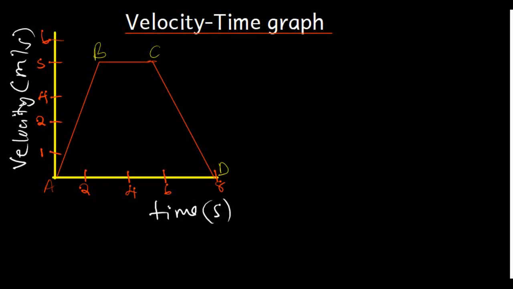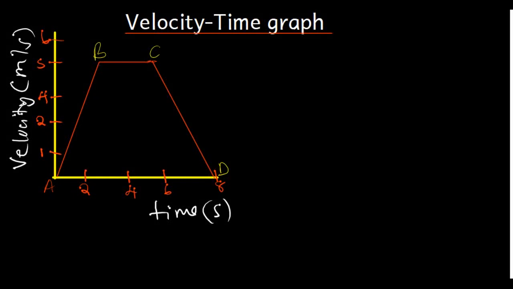In this video, we are going to talk about the velocity time graph. We want to understand how you can solve questions under velocity time graph. Let's say we have been asked to find the acceleration from point A to B. We know that acceleration is given by v final minus v initial over time.